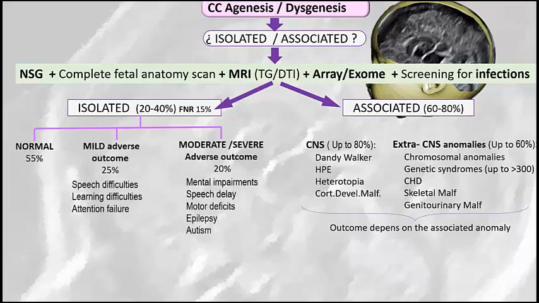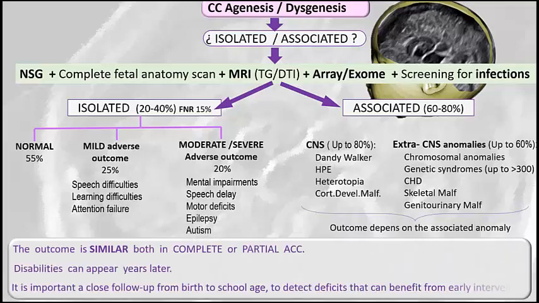In isolated corpus callosum anomalies, there is almost 80% chance to have a normal outcome or with very mild impairment. But we have to inform the parents about the 20% chance of a moderate to severe adverse outcome. And remember that the outcome is similar in both complete or partial agenesis, and that disabilities can appear years later. Therefore, it's important to have a close follow-up from birth to school age to detect deficits that can benefit from early intervention.